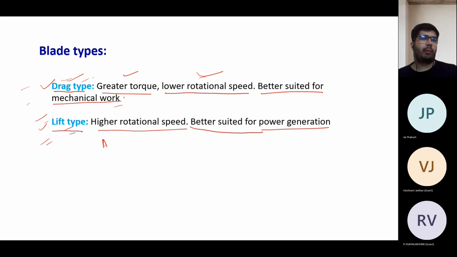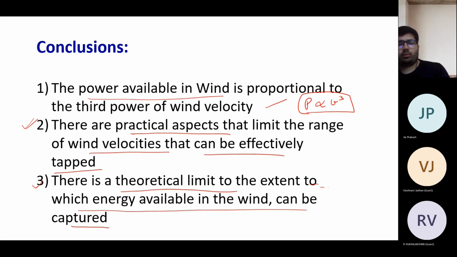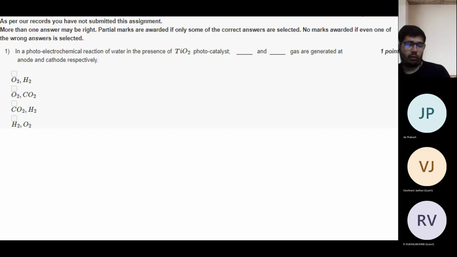So I think we have covered the photochemical, solar, and the basics of wind power. Based on this, we can solve some basic assignment questions. I will give you 2 minutes to solve this question. Try to solve it, take 2 minutes, tell me the answer, and let's discuss these questions.